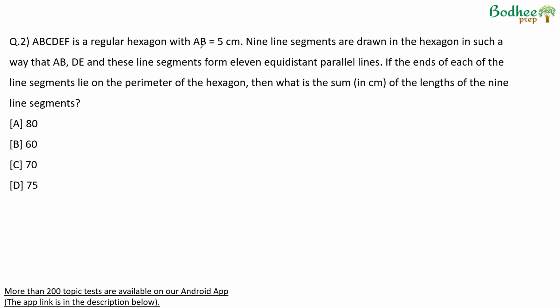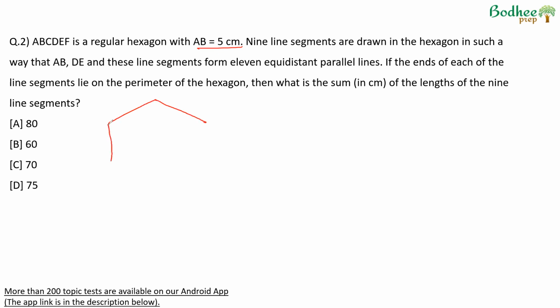ABCDEF is a regular hexagon with AB, side is 5 centimeter. 9 line segments are drawn in the hexagon in such a way that AB, DE, and these lines form 11 equidistant parallel lines. If the ends of each of the line segments lie on the perimeter of the hexagon, then what is the sum of the lengths of the 9 segments?